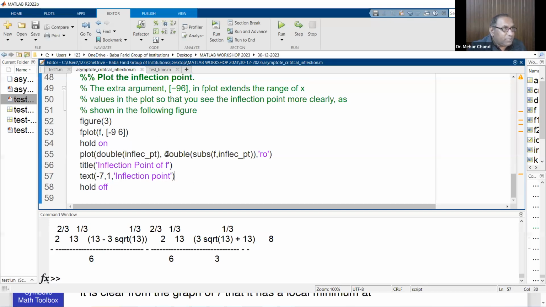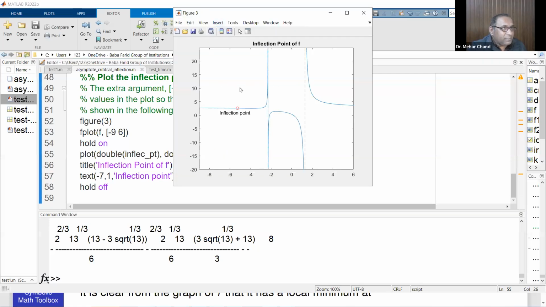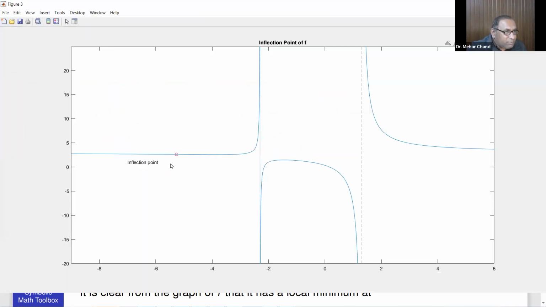When you execute this section, you will press at this place. So this is the third image, and this is the point, a very crucial point and very hard to study, the point of inflection.